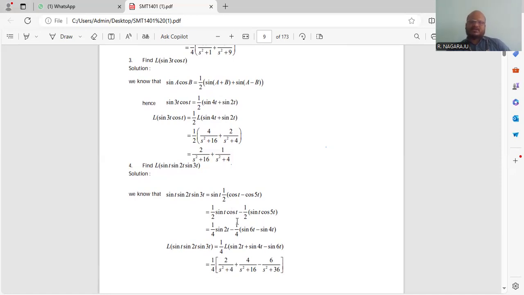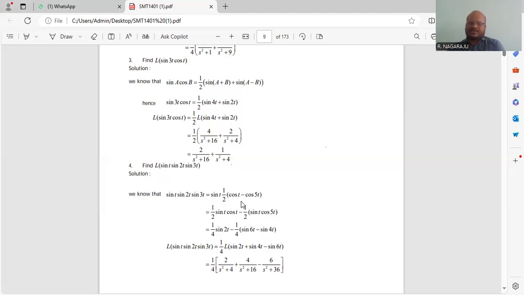So here there are three functions: sin A, sin B, sin C. In trigonometric functions also, we don't have a formula for sin A sin B sin C. We have the formula for sin A sin B, cos A cos B. So you have to take only two functions first, sin 2t and sin 3t.